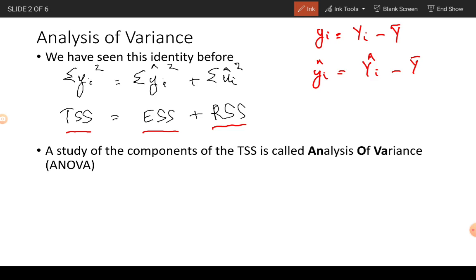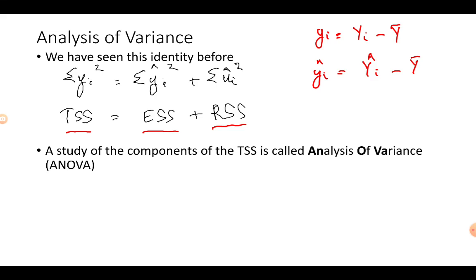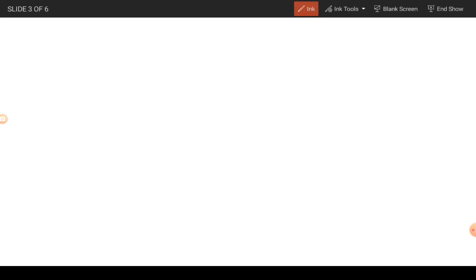The study of these components of TSS, or the total sum of squares, is called the analysis of variance. Generally, we use a table for studying the analysis of variance. The first entry in the table is the source of variation. Variation means deviation from mean whole squared, right? So you have your total sum of squares, that is the total variation in observed yi. It can be split into two on the basis of source of variation.